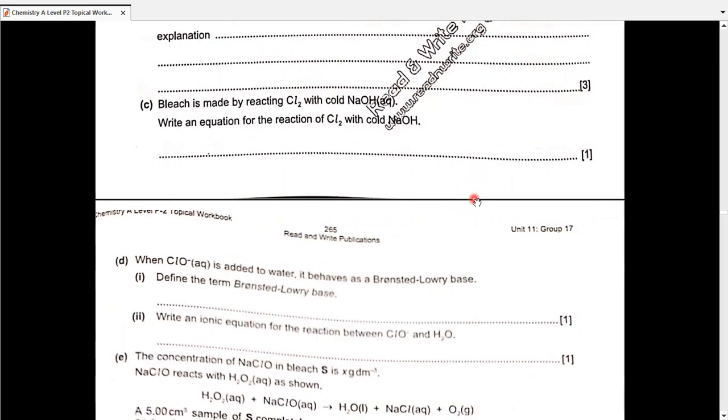Yes. The products would be NaCl plus NaClO plus H2O. Good. Okay, let's move on to part D.